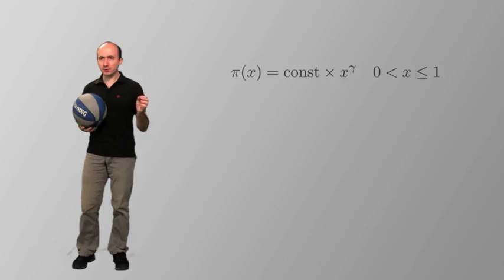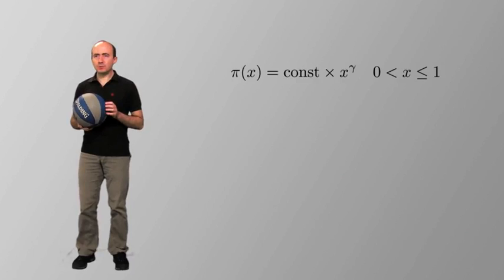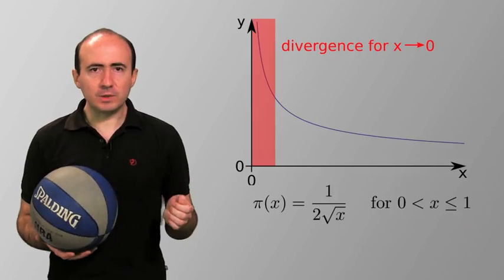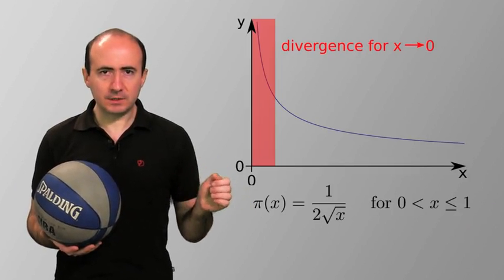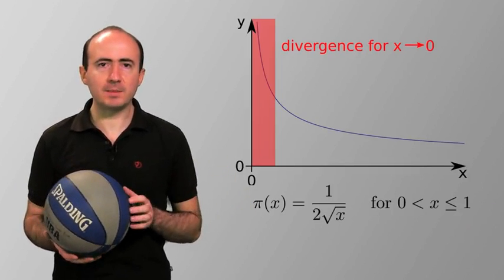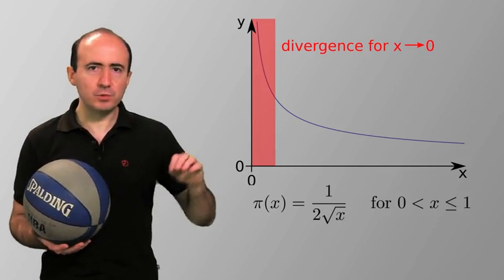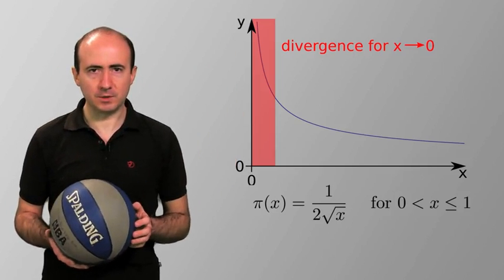As a second example, we'll now turn our attention to the case of the distribution pi of x is equal to a constant times x to the power gamma, where x is a real number between 0 and 1, 0 being excluded. A few minutes ago, Michael has studied this distribution in the case where gamma is equal to -1/2. This was the distribution which blew up when x was going to 0. Besides, we have already considered this distribution for gamma is equal to 2 in the program direct_spheres_3D.py.